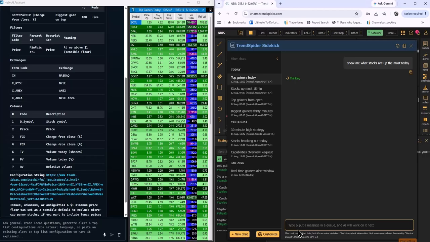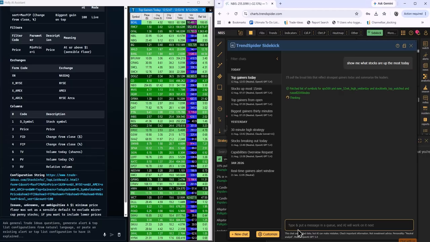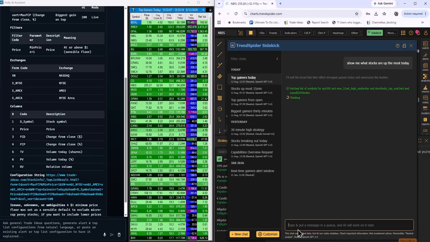It looks like it just generated that. It's a full top list window. It's active in real time, and it is scanning the entire universe.